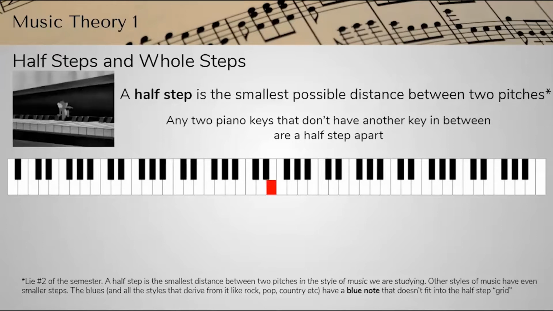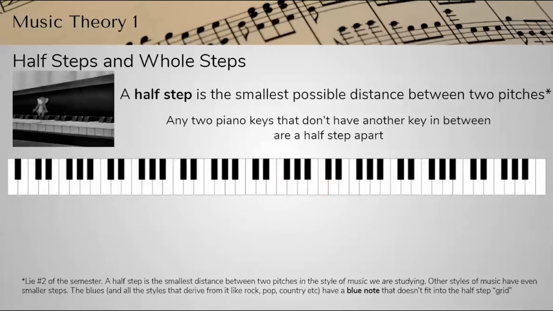So that note there, which is an E, is a half step away from that note there, which is an F, because there's no black key in between those two. Okay? And then the ones that are very easy to see are the white notes to black notes, which obviously have no key in between them, so those are also a half step apart.